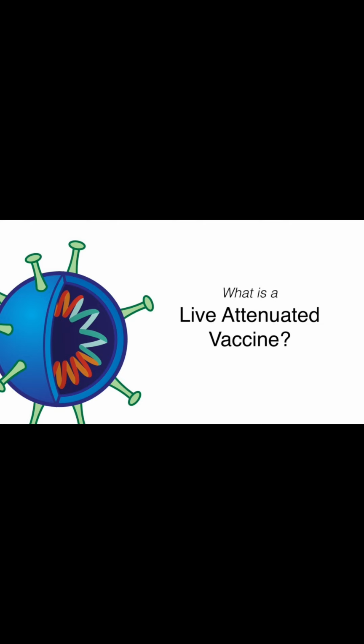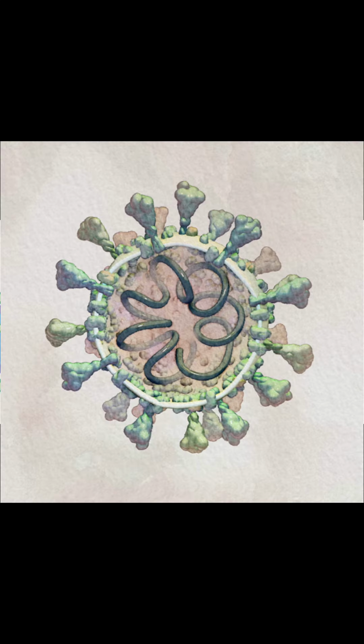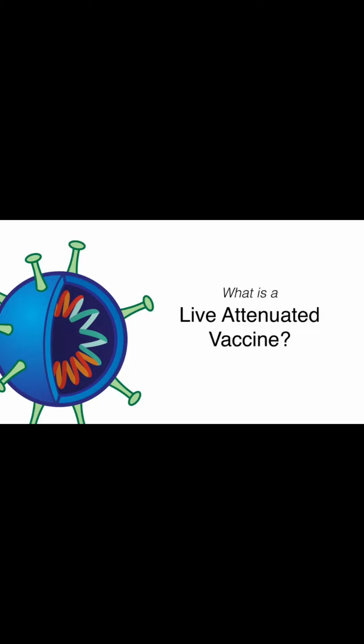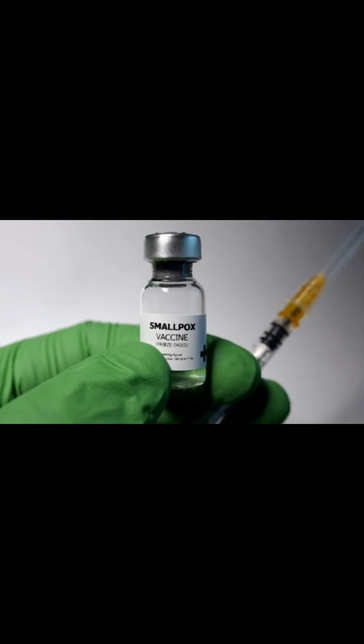The second one causes live attenuated vaccines. These vaccines contain a weakened or less harmful version of the virus and result in the strongest protection. An example would be the smallpox vaccine.